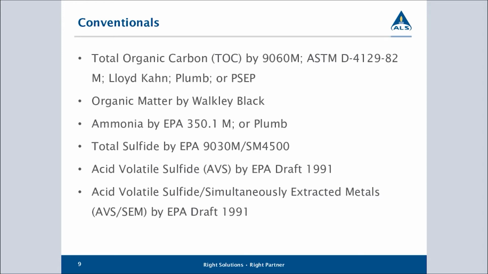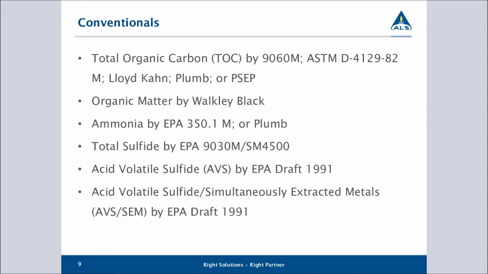Ammonia is a pretty standard test. Sulfides, we talked a little bit about that. Typically, you'll end up running acid volatile sulfides along with simultaneously extracted metals. So AVS-SEM, for those of you who are not familiar with that, it's an EPA draft method, and what you end up doing is a test for acid volatile sulfides, and then you also look at the metals in the extract, typically cadmium, copper, nickel, lead, zinc. Sometimes we also include silver and mercury.